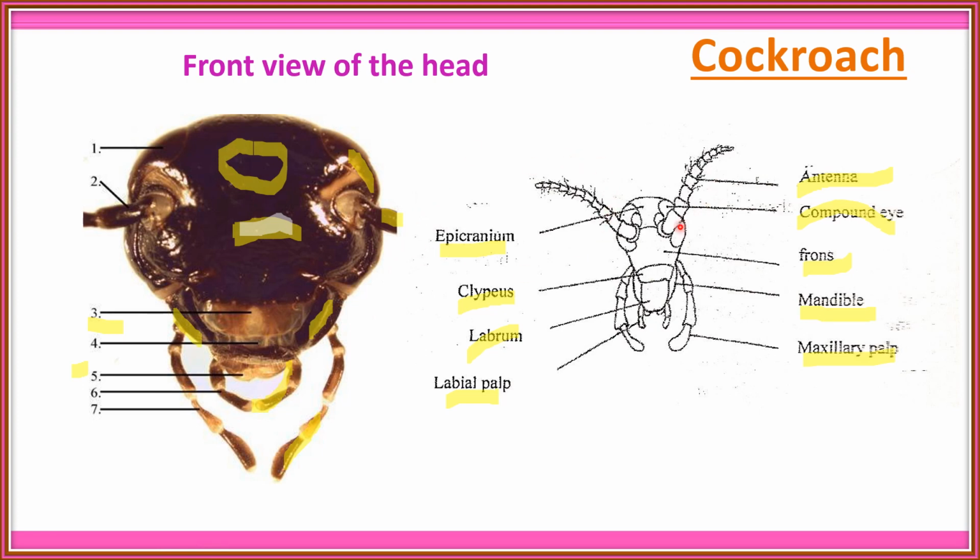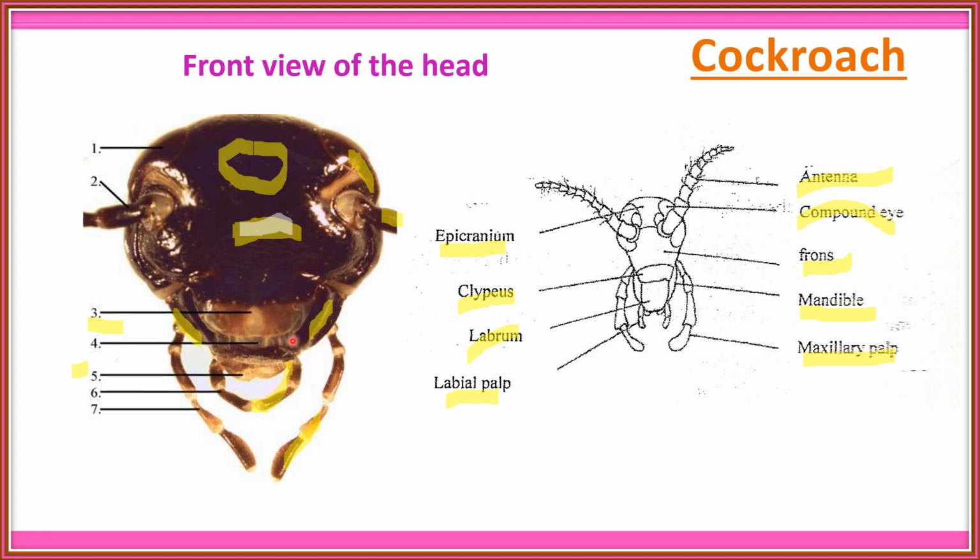We are able to see the antenna, these ones which have been cut off. Then you can see the compound eyes, here behind the antenna. Then you are able to see the epicranium, this part which is covering the head. From the epicranium we go to the frons, below the epicranium. Then below that we shall see the clypeus. Clypeus is this part here.